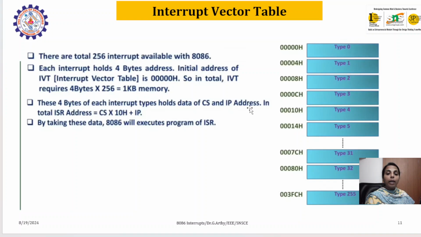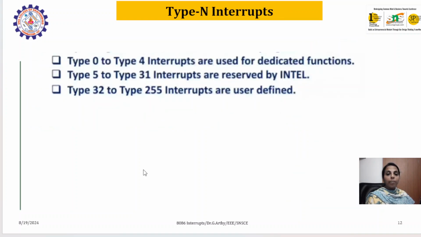When the address is calculated, the ISR, the interrupt service routine address, is calculated by the code segment register into 10 plus IP. Already we have discussed how to calculate the effective address in the previous videos. After this, it will execute the ISR.